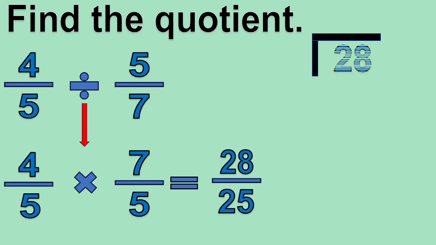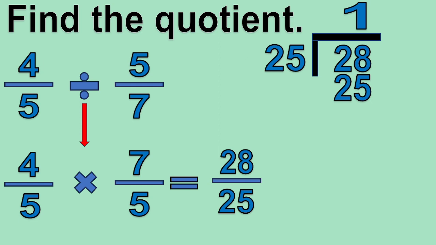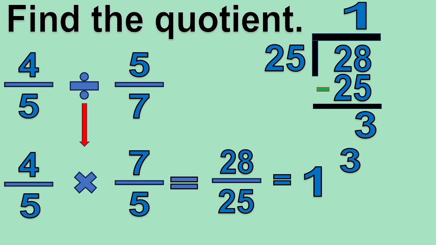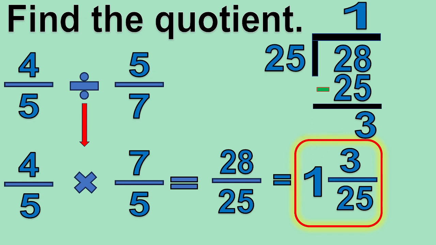So we are going to divide 28 divided by 25. 28 divided by 25 equals 1. So 1 times 25 equals 25. Now subtract. 28 minus 25 equals 3. So the quotient will be our whole number. And the remainder will be our numerator. And copy the denominator 25. So our final answer is 1 and 3/25.